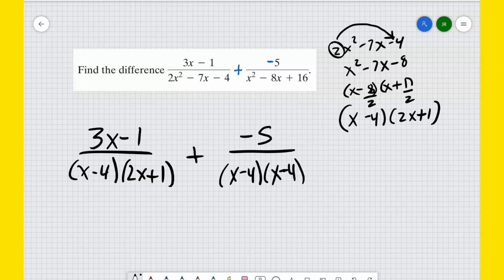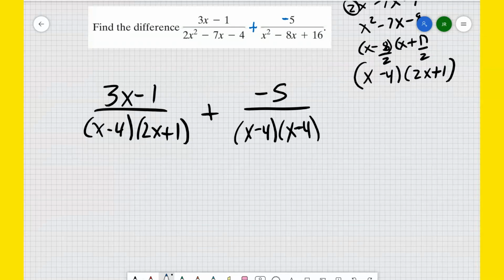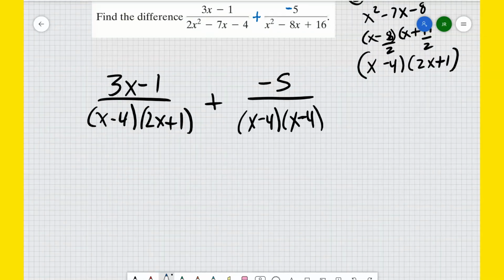Now I got to get a common denominator. Okay, so what does this one have on the left that the one on the right does not have? It has a 2x plus 1. So I'm going to give the right one a 2x plus 1. I'm going to multiply the right denominator by 2x plus 1. And remember that whatever I do to the bottom, I need to do to the top.